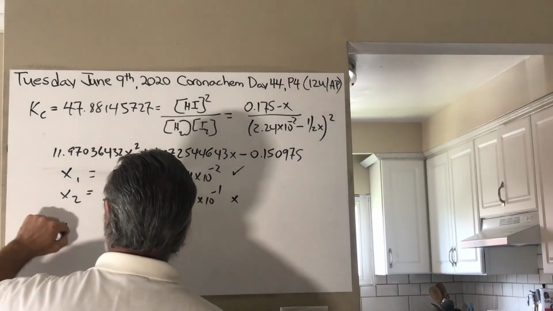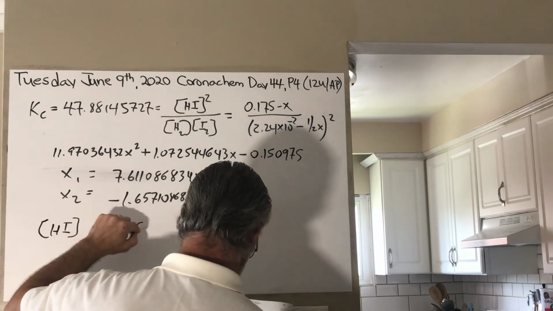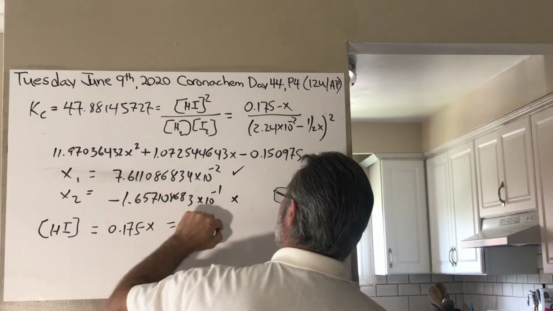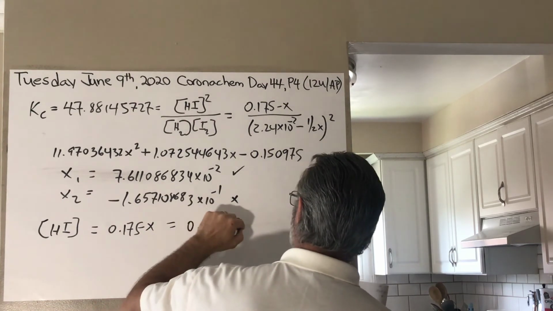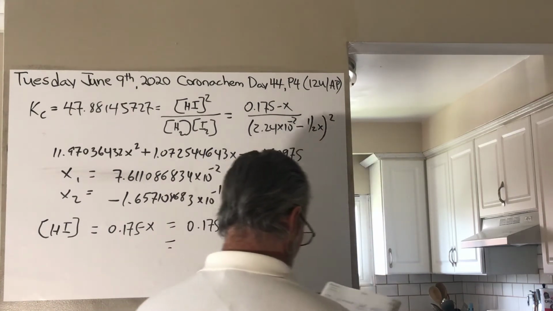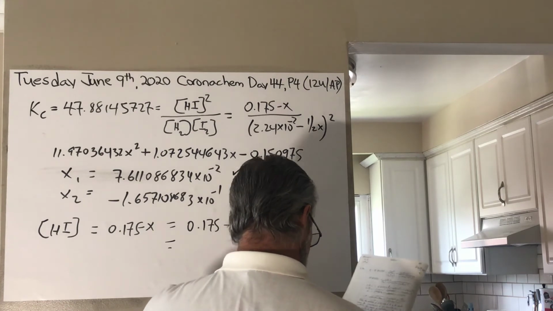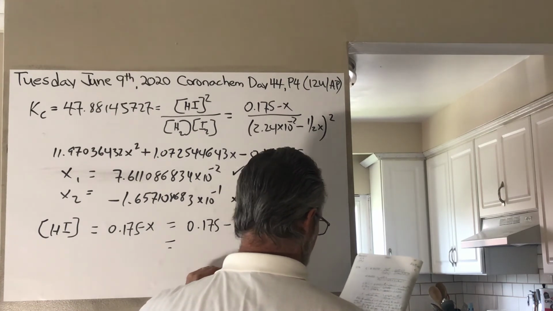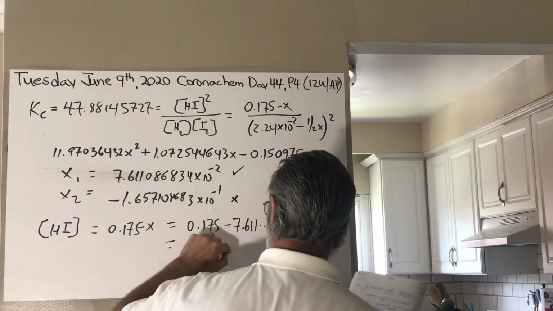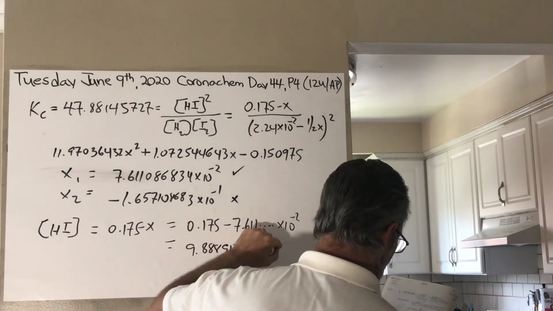So HI concentration is going to be equal to 0.175 minus x, which equals 0.175 minus 7.611, etc., times 10 to the minus 2. What you get after sig figs is, actually no, I'm not going to put the sig figs, it's 9.888913166 times 10 to the minus 2 molar.